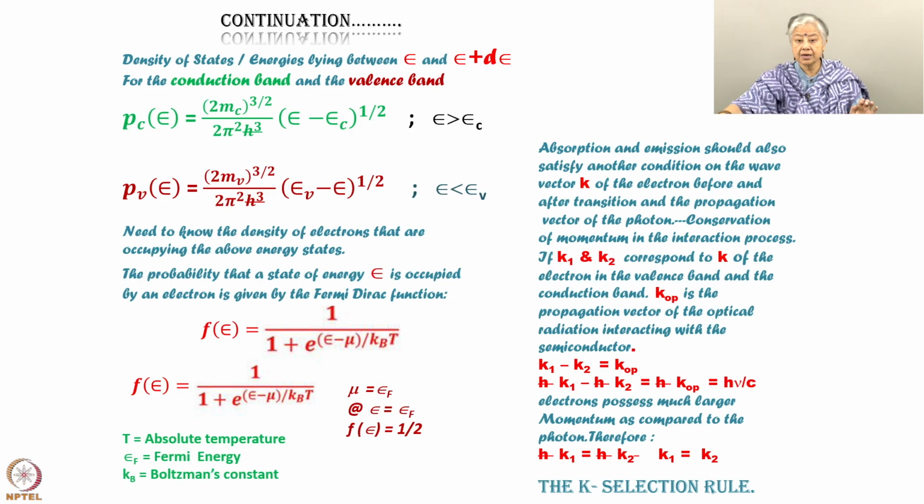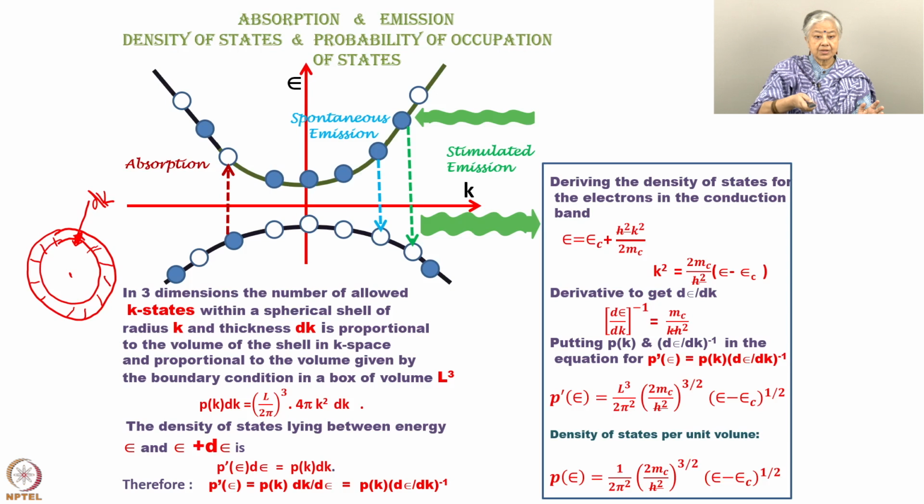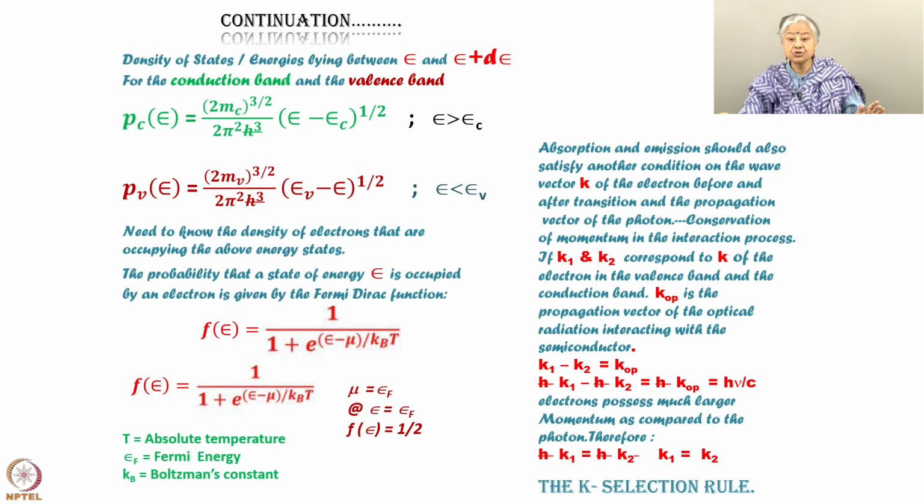But before that, I think I should talk about the momentum conservation. Absorption and emission should also satisfy another condition on the wave vector k of the electron before and after transition and the propagation vector of the photon. This is called the conservation of momentum in the interaction process. We have talked about the conservation of energy. When I was describing the absorption and the emission process, there is conservation of energy, because your photon has to have exactly this difference in energy. So, in a sense we have been talking about the conservation of energy, but that is not enough. We should talk about the conservation of momentum too.